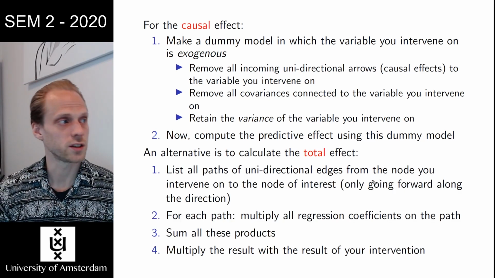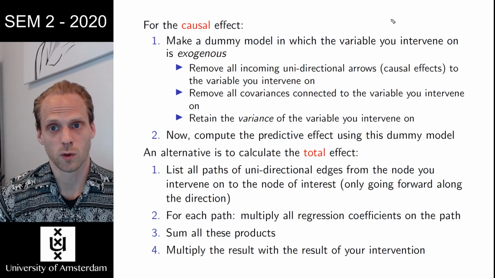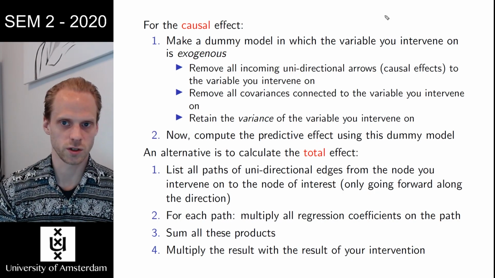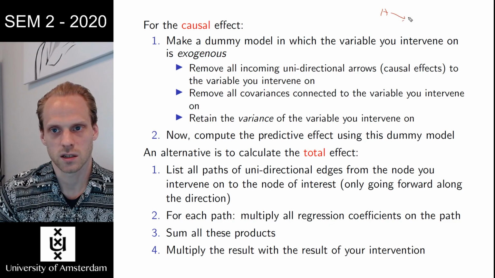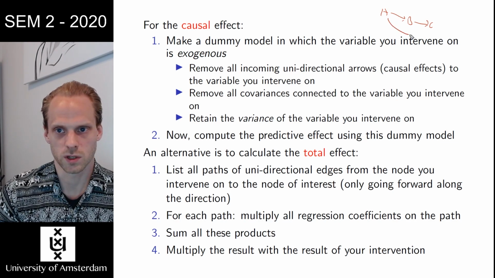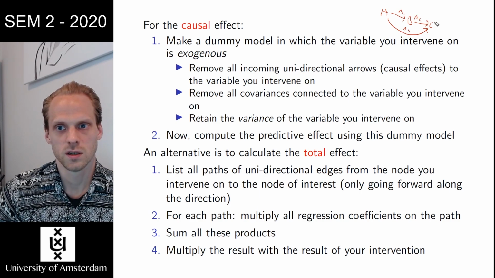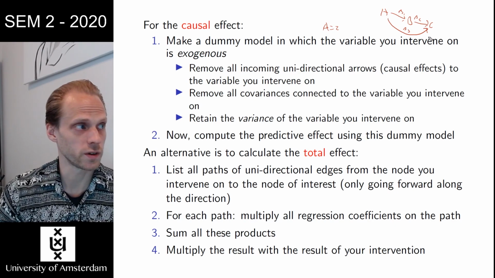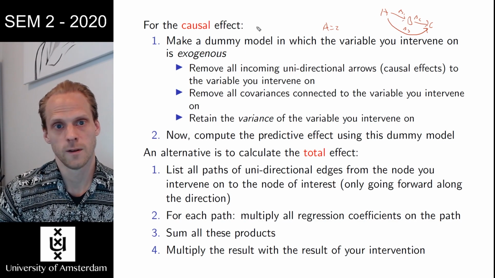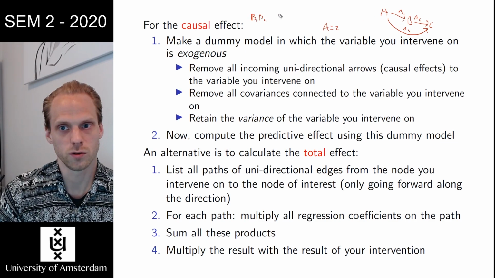An alternative is to calculate the total effect. And that is if we have a model, sometimes this is actually much more simple, but I'll show you the dummy model way just because it's, I think, a bit nicer. But if you have, let's say, A, B, C, and let's say there's also some direct path here, something like that, right? So we have, let's say, beta 1, beta 2, beta 3, and then we say A equals Z. What we can then do is list all paths from A to C using only unidirectional arrows, going only along the direction of the arrow. So one path is beta 1, beta 2, and the other one is beta 3.